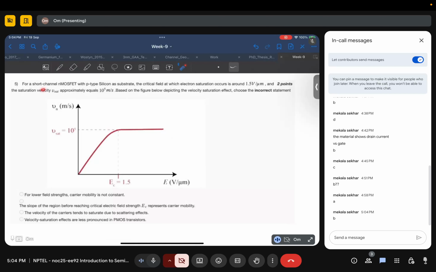For a short channel MOSFET with P-type silicon substrate, the critical field at which electron saturation occurs is around 1.5 volts per micrometer, and the saturation velocity V sat is 10 to the power 5. Based on the figure below depicting the saturation effect, choose the incorrect statement.